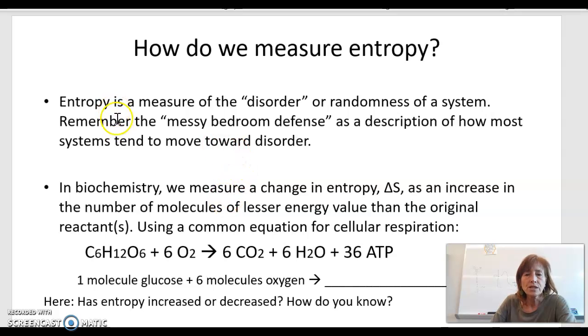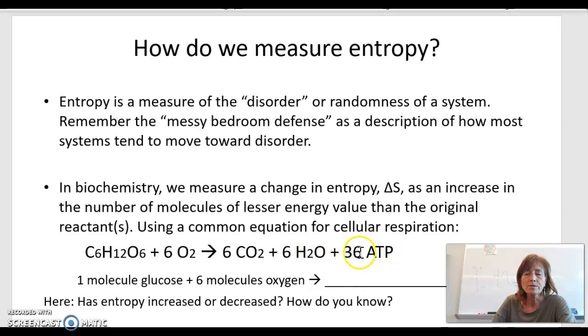Entropy is the other piece of it, and that's called delta S. That's what that symbol is. It has to do with an increase in disorder, like that messy bedroom defense I talked about earlier. So you look at one side of the equation as more ordered. Here the reactants are on this side: 1 molecule of glucose and 6 of oxygen. Then on the product side we get a lot more molecules, and these two in particular, carbon dioxide and water, are low energy value.